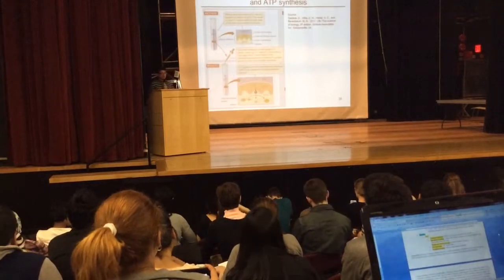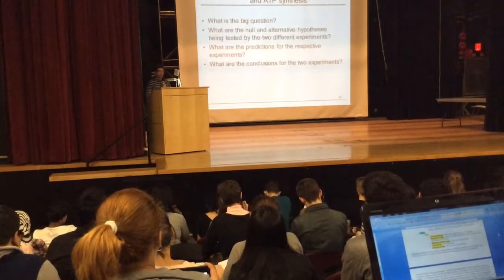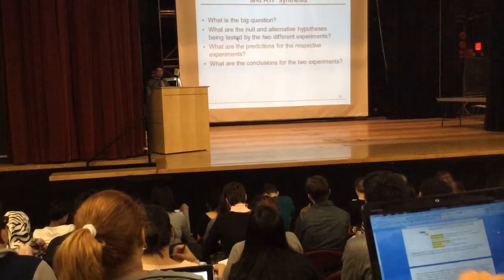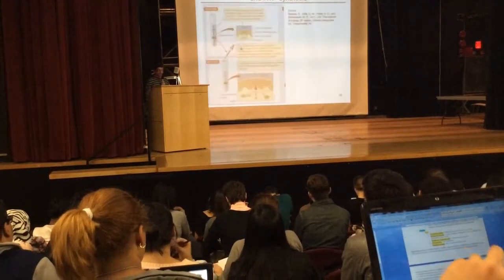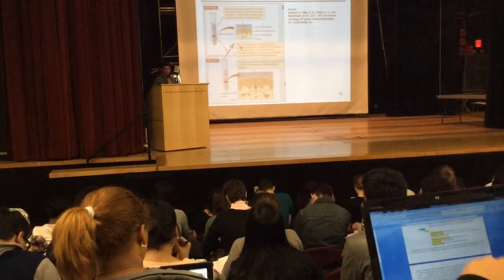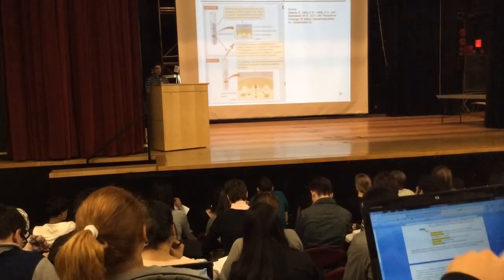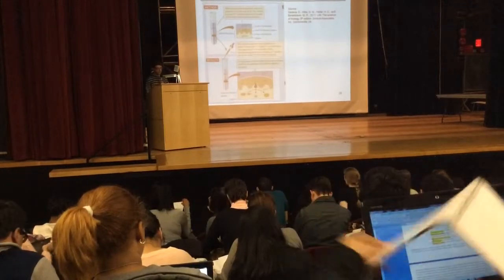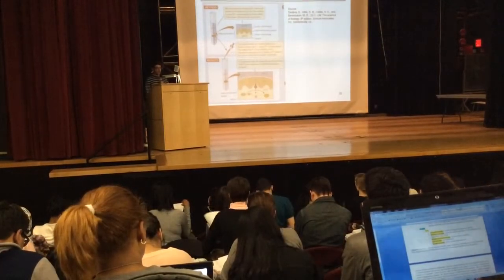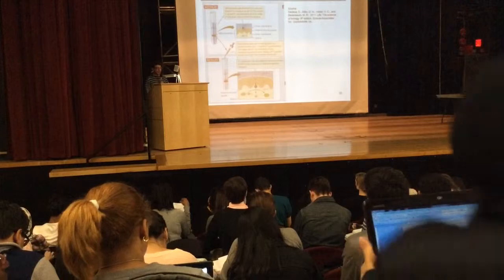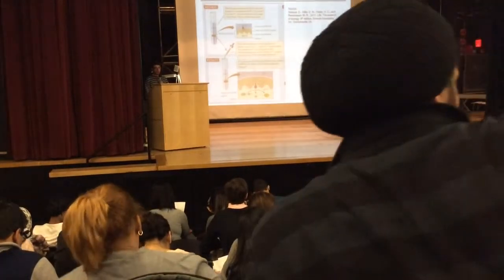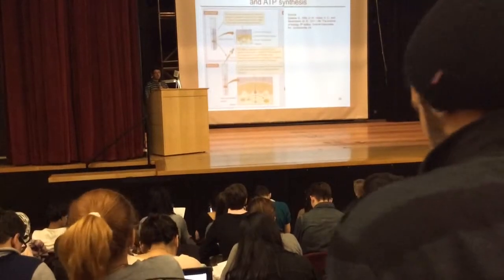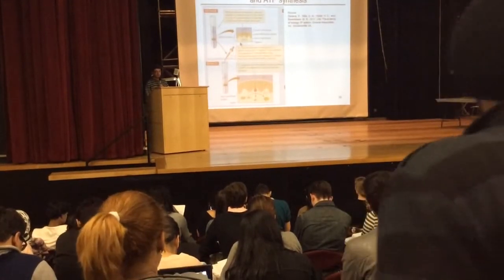So I'm going to go over the experiments with you, and then I'm going to ask you to consider the questions we always ask. What's the big question? What are the alternative and null hypotheses? The experimental prediction. So here's the first experiment. You have isolated mitochondria. You're not looking at full cells here. You're going to put it in buffer, pH 9, let it equilibrate. So outside of the mitochondria, inside the mitochondria, inside the matrix, everything is pH 9.